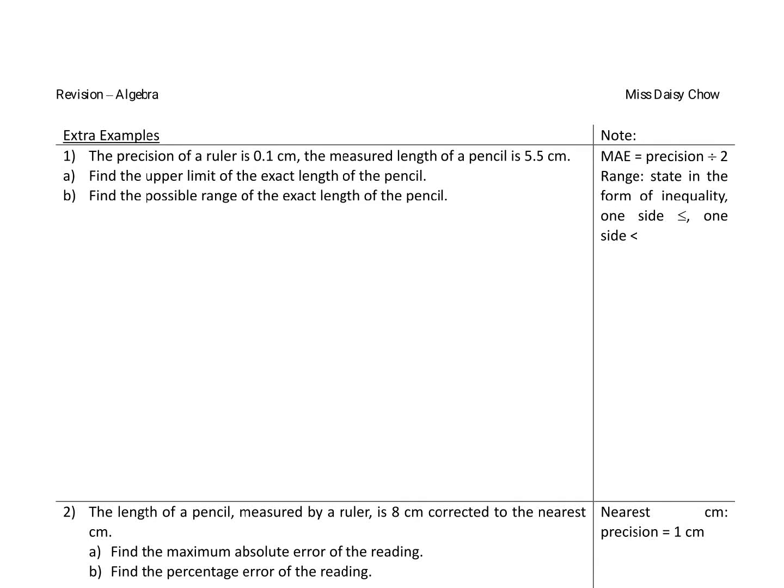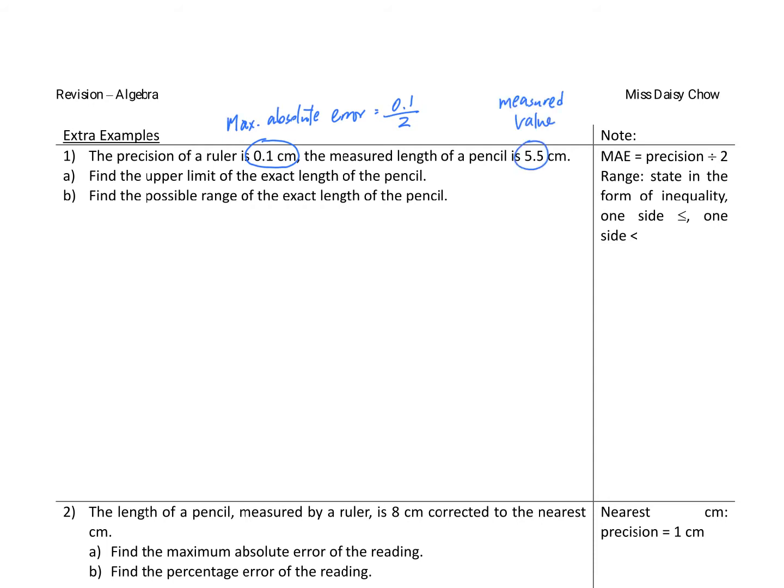Let's do some of the questions about the errors. Okay, so we look at the questions and we can see that the given scale interval is 0.1 cm, which means that the maximum absolute error is 0.1 divided by 2, and then the measured value given is 5.5 cm.